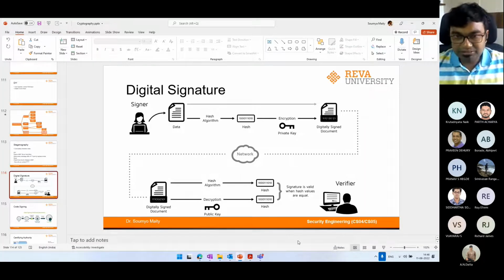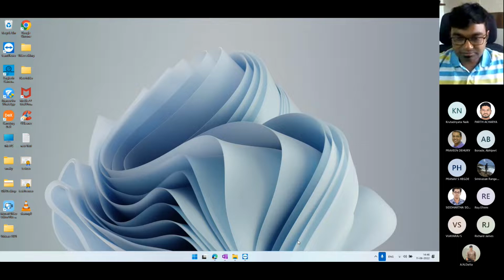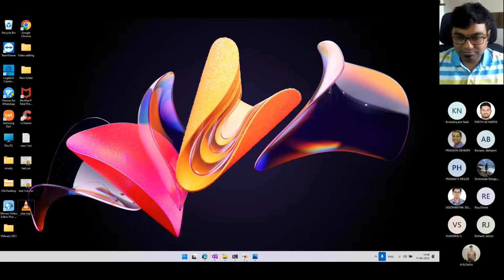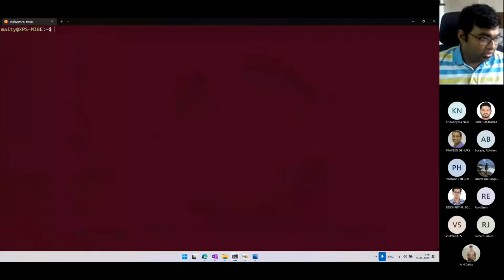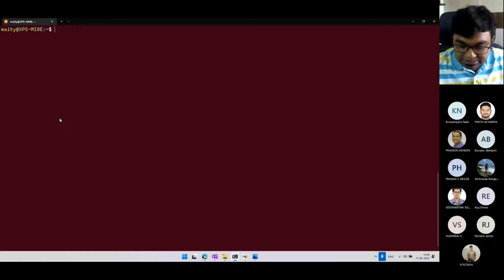Now, coming to this, OpenSSL. Has everybody installed OpenSSL, or at least have that online shell? Please open, everybody. Just we'll try a few things, a few hands-on exercises here. OpenSSL.